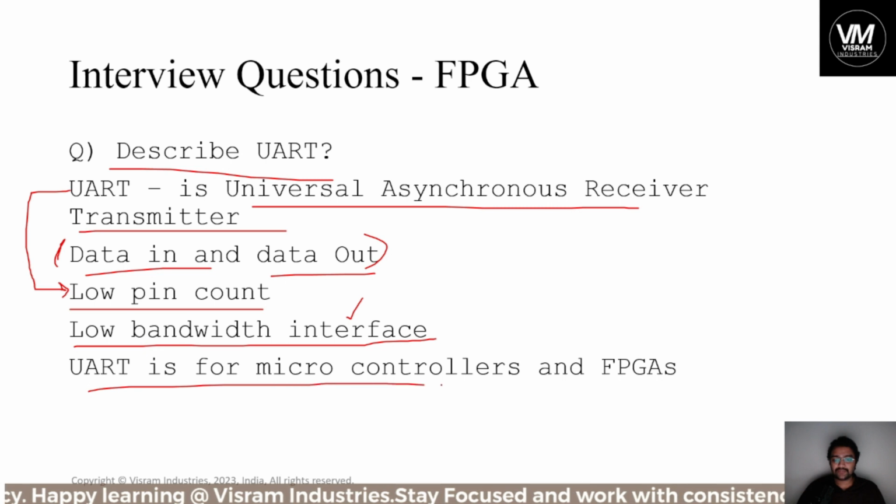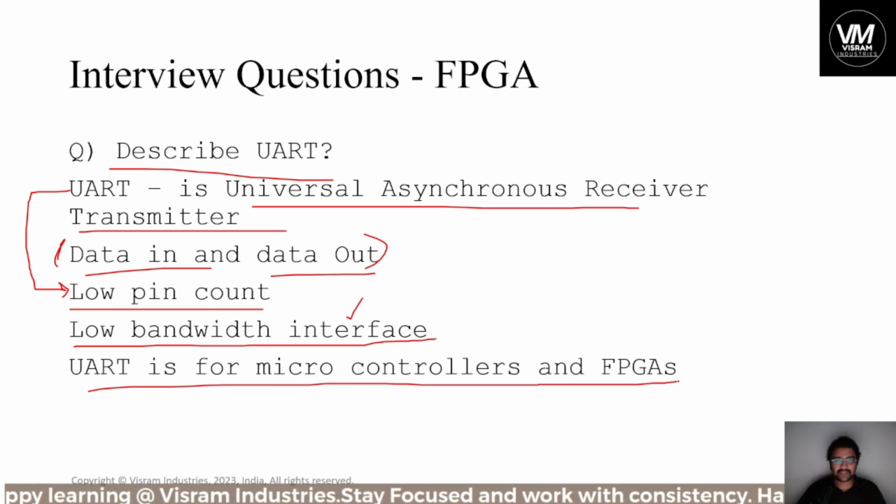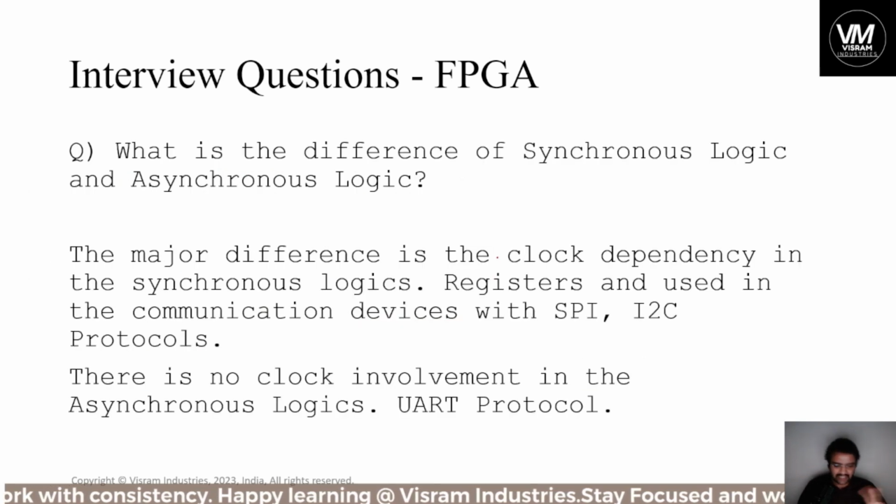UART is used for microcontrollers and FPGAs, most widely used to communicate between the FPGA and the microcontrollers, or FPGA and the sensors, or FPGA and some of the servo motors, or any other hardware that you are integrating to the FPGA processor. So UART is the common protocol that you can integrate, such that communication happens between the peripherals, the components and the FPGA chip.